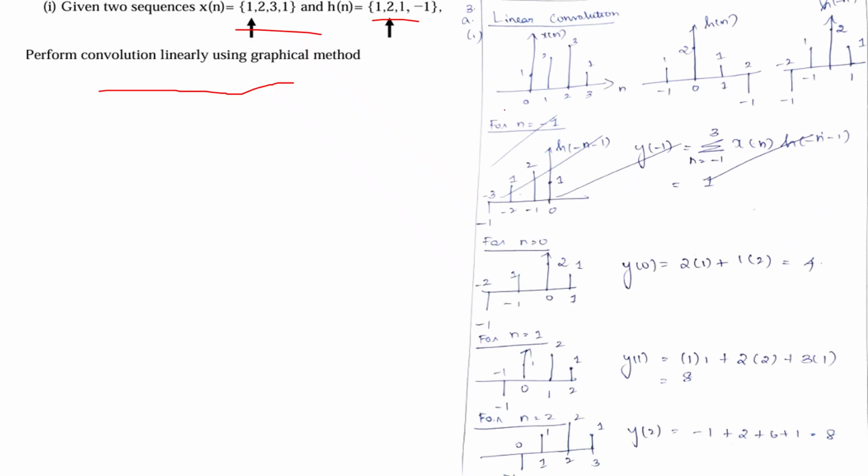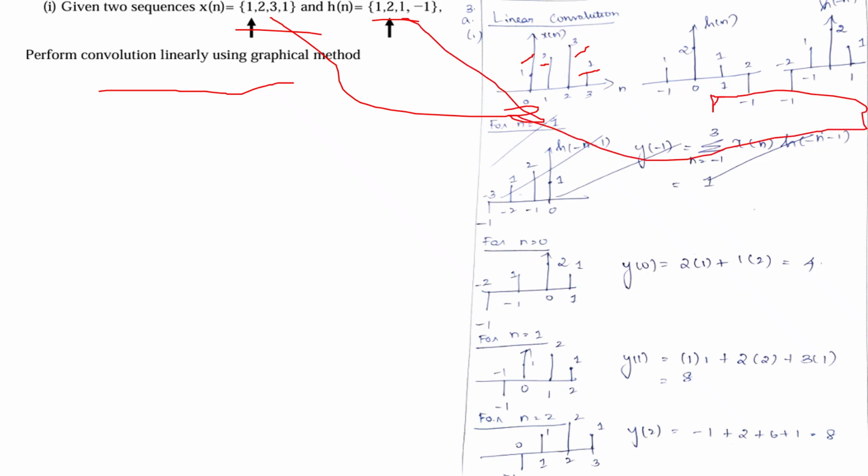So here the sequence x of n is 1, 2, 3. Just check the amplitude: here 1, here 2, here 3, and here also 1, right? And this one is h of n. Wherever the arrow is, that is at 0. So what is the amplitude at 0? It is 2, so that is why 2 is there, and just to the left of that, at minus 1, the amplitude is 1, then 1 is the amplitude here, and h of n at 0 is equal to 2.